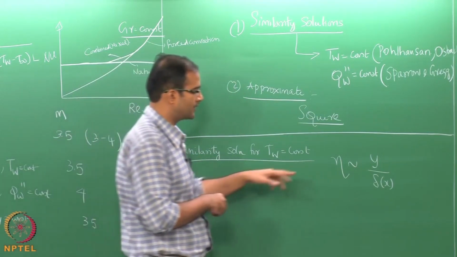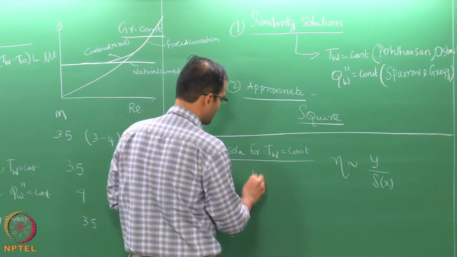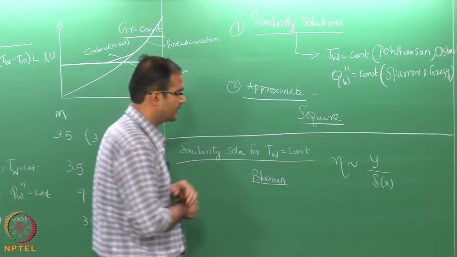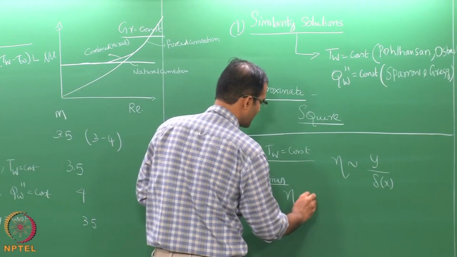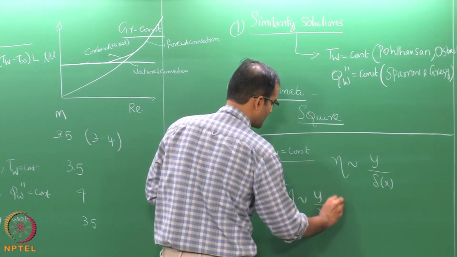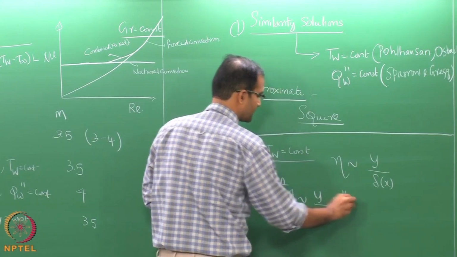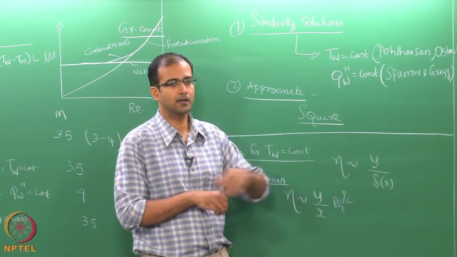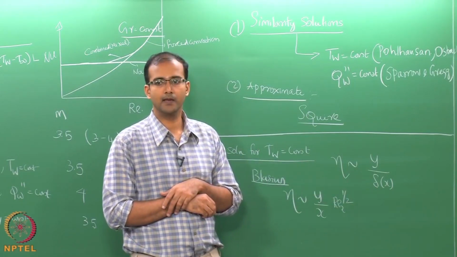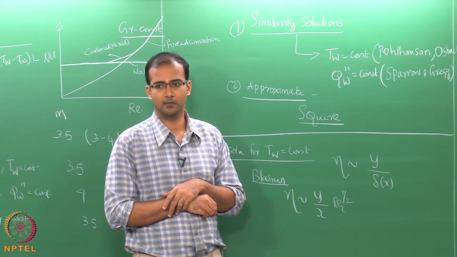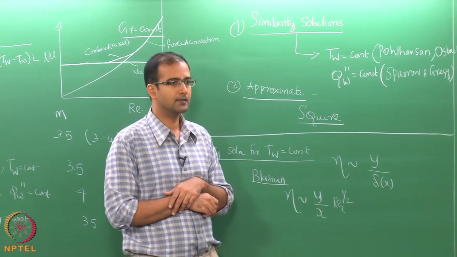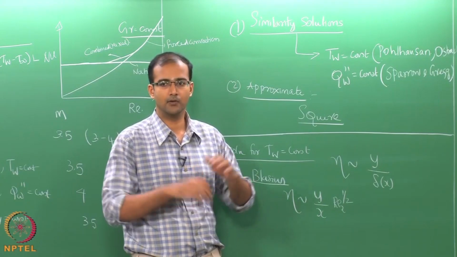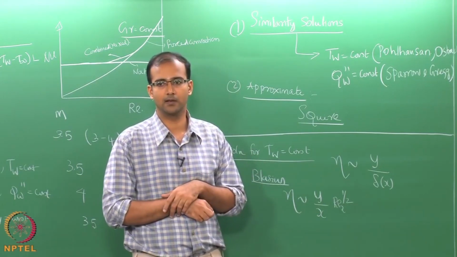What was the similarity variable in the case of the Blasius equation? In the case of the Blasius solution, the similarity variable was assumed to be y by x Rex to the power half, because the order of magnitude of delta was found to be x by square root of the local Reynolds number. Okay. So now we have to find a similar transformation in the case of natural convection, where we have to replace the Reynolds number with our Grashof number.